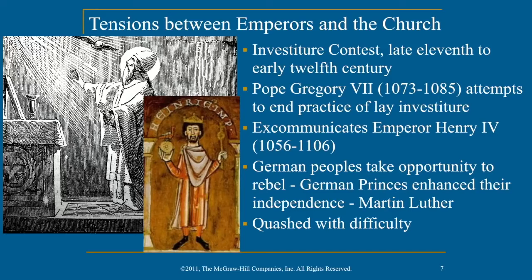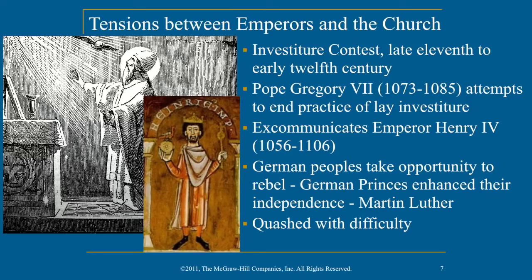There were tensions, however, between the emperors and the church. For example, there was the investiture contest, in the late 11th to early 12th century. Pope Gregory VII attempts to end the practice of lay investiture. Now, the evolution of priests from the Christian religion in Western Europe during this time had some issues. In the old system, under the Roman Empire, the titles of, for example, bishops and priests were oftentimes seen as civilly placed, which meant that the government placed those people into their positions.